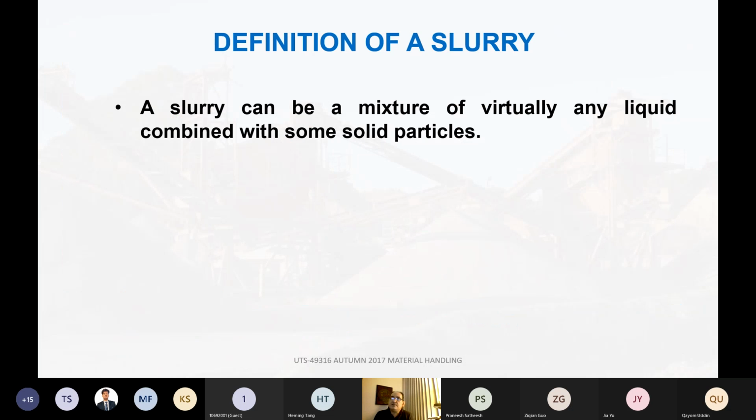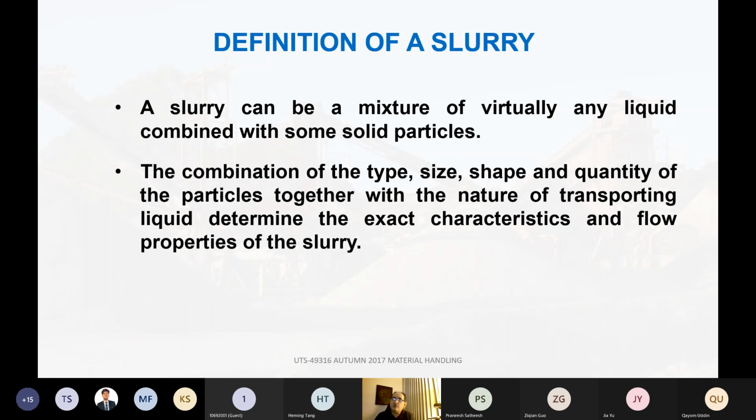Once again, the definition of the slurry is a mixture of virtually any liquid combined with some solid particles. The combination of the type, size, shape, and quantity of the particles, together with the nature of the transporting liquid, will determine the exact characteristics of the flow properties of the slurry. Sometimes they use just water, but sometimes the water may be activated with this material and cause rust. They use kerosene in these cases. I know the kerosene actually can be ignited, but they have to work with it because there's no other option.